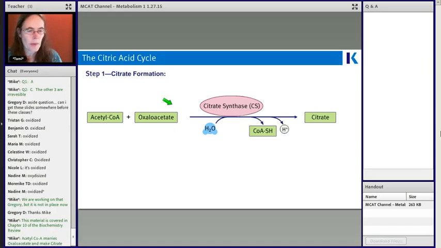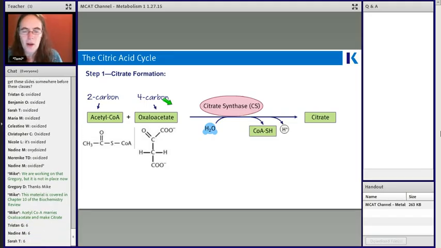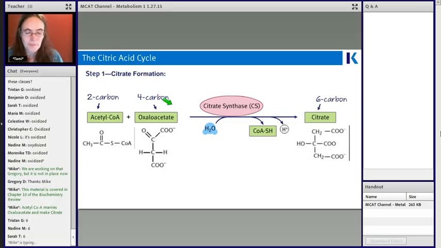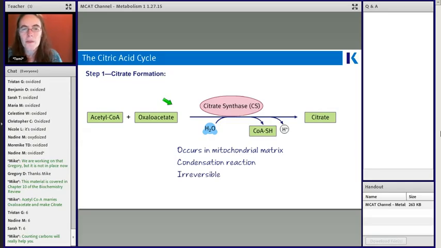Acetyl-CoA is a 2-carbon. Oxaloacetate is 4-carbon. And that means that citrate is going to be how many carbons? Because all that's coming off here is my coenzyme A. Yeah, that puppy's going to be 6 carbons. Excellent. Good. This occurs in the mitochondrial matrix. Okay, this is something that is a condensation reaction. We see that with the water. And this is irreversible. Okay, once I make my citrate, it cannot go backwards.